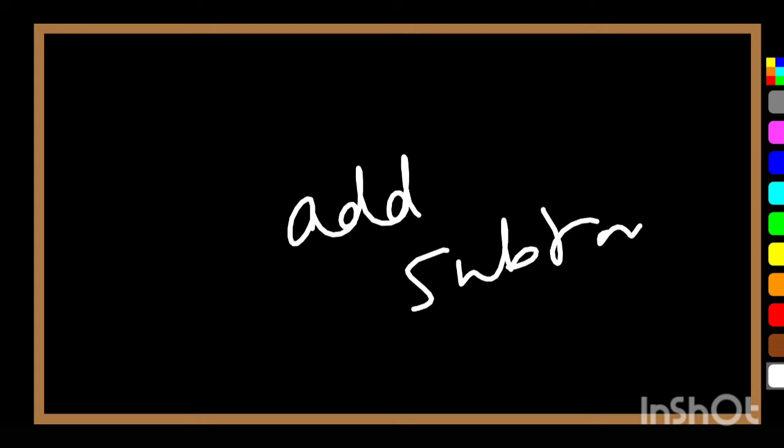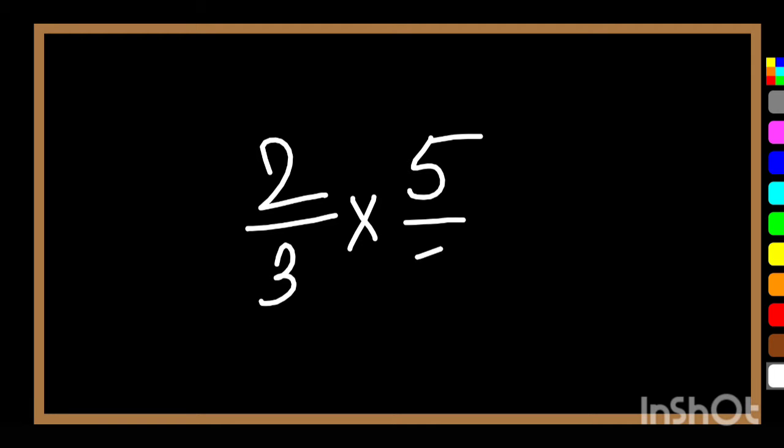So, dear children, already we have learned how to add or subtract fractions, or how to do simplifications, but except multiplications and divisions. So today we are going to learn fractional multiplications. Okay, suppose I am taking two fractions in this way. The first one is 2 by 3, second one is 5 by 7.